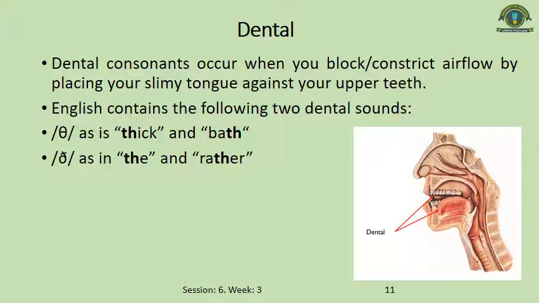Dental consonants occur when you block or constrict airflow by placing your tongue against your upper teeth. This is what I've been telling you time and again, watch the active articulator, which is the tongue, of course. That is touching what? The inside of the upper teeth, and we are left with two sounds which are called dental. So in English, we have got two dental sounds.